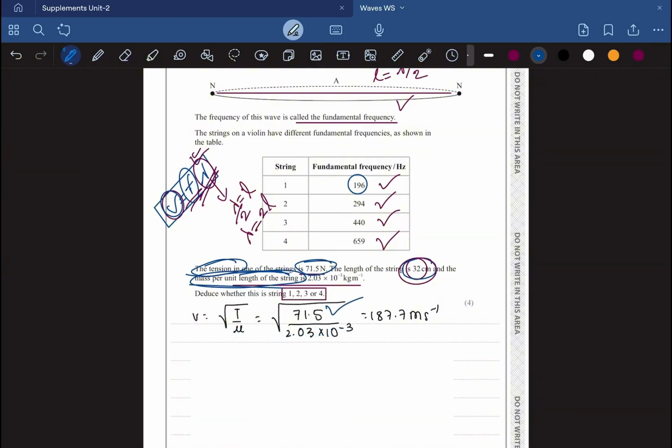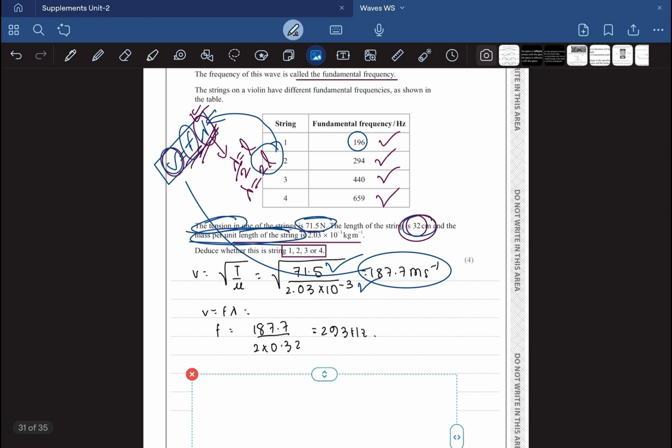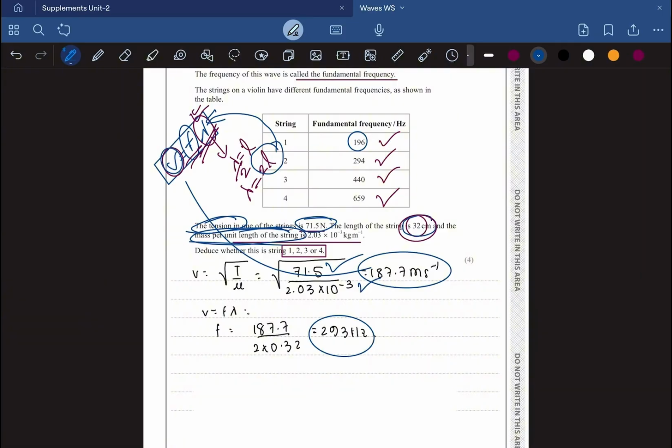And here we can put the tension value and the mass per unit length of the string. We will get our velocity, and then we can use this velocity right here as well as this 2L right here in the lambda part to figure out our frequency. This is how we will actually figure them out, and we will get our value as 293 hertz. So we can say the string is the second string because the fundamental frequency is 294.